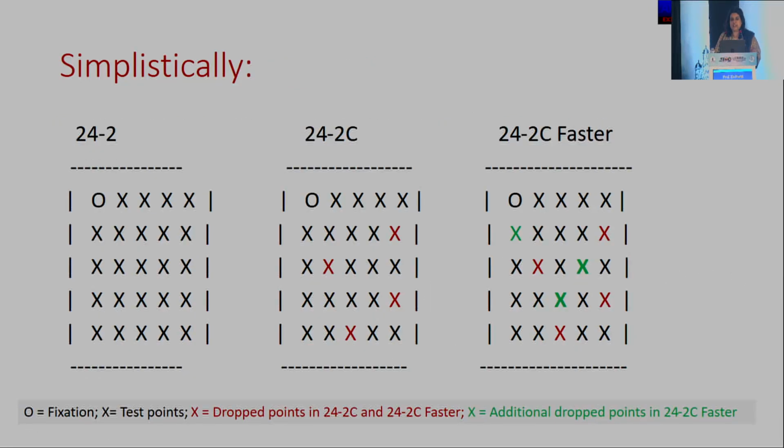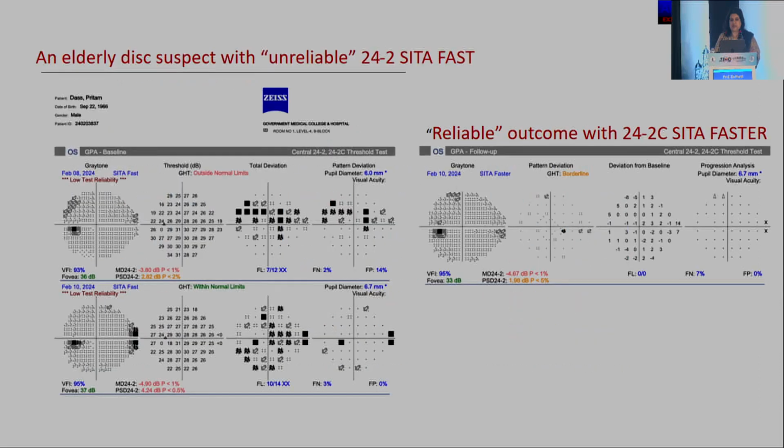So simplistically put, in 24-2, all points are being tested. When we go to 24-2C, these points which are marked in red, these are dropped intuitively by the machine. And when we step ahead to 24-2C Faster, the points marked green are also dropped. So we are actually compromising on some points to get a reliable response.